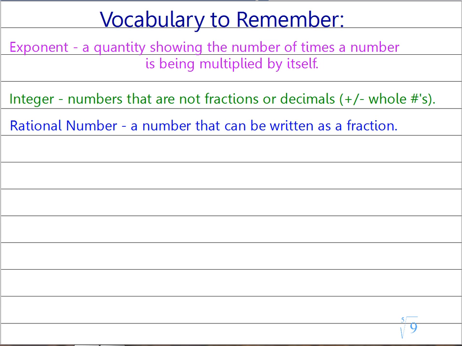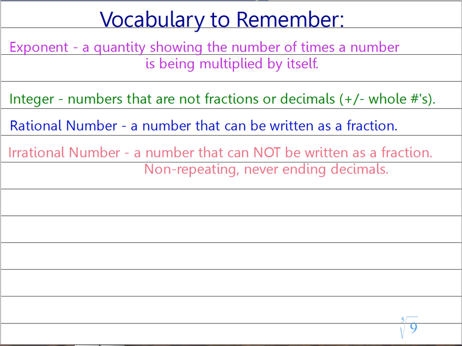A rational number, if you remember, is a number that can be written as a fraction. So like 0.25 can be written as 1/4, so it's rational. 0.3 on forever can be written as 1/3, so it's rational. Whole numbers are rational too. A 7 can be written as 7/1, so they're rational.